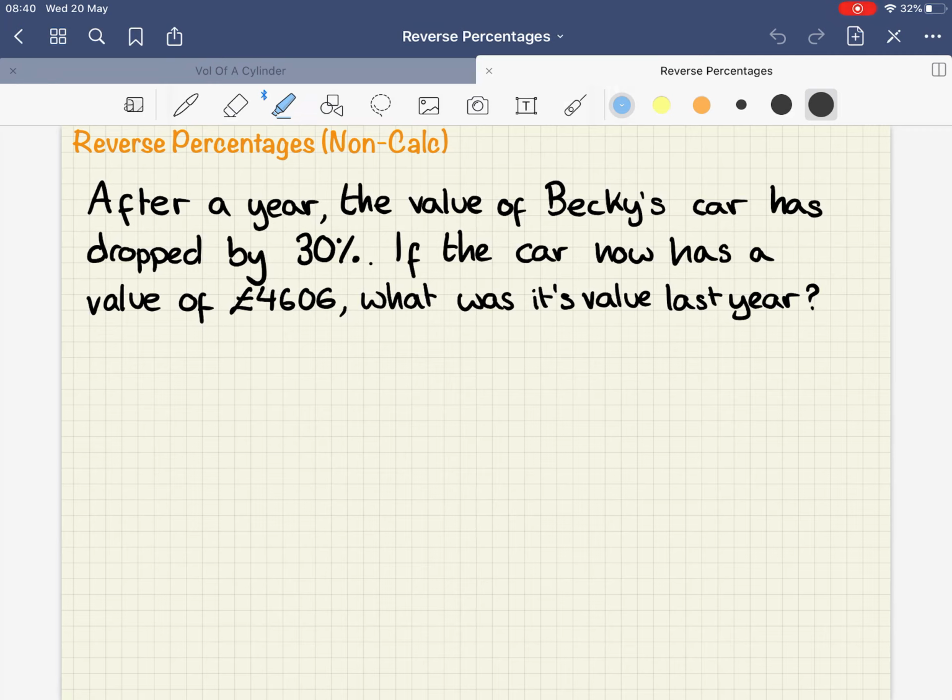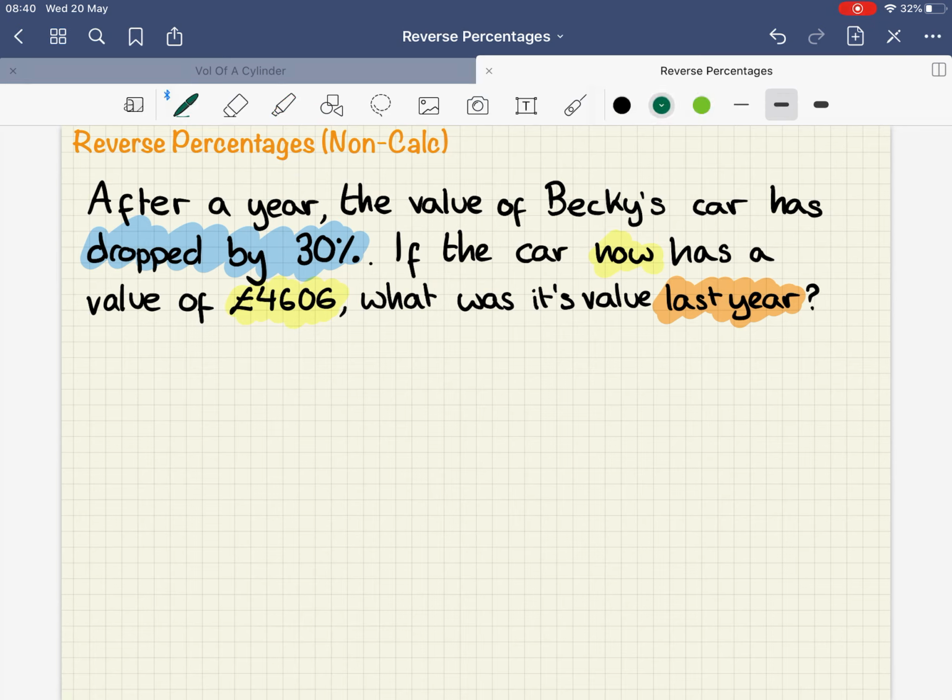So after a year, the value of Becky's car has dropped by 30%. If the car now has a value of £4,606, what was its value last year? So again, we know what it is currently, so we know what it is in the present, and it's talking about the past. We're trying to find out the past. That's why this is a reverse percentage question.